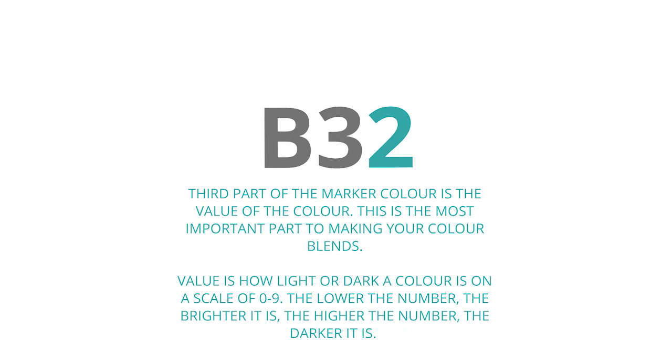So the second number is meant to help us with communicating light source, and this refers to the value of the color. Now, value is how light or dark a color is. So the lower the number, the brighter the color. The higher the number, the darker the color. So for example, 0 is the lowest and the lightest, 9 is the highest and the darkest.